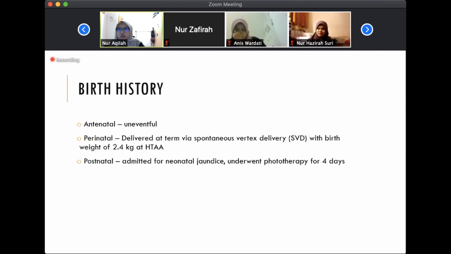For the birth history, antenatally it was uneventful, and he was delivered at term via spontaneous vaginal delivery with a birth weight of 2.4 kilograms at HDAA. Postnatally, he was admitted for neonatal jaundice and underwent phototherapy for 4 days, but no history of prolonged neonatal jaundice.